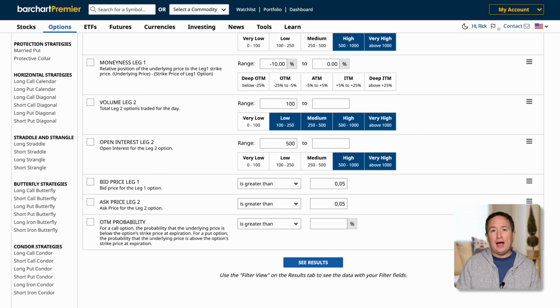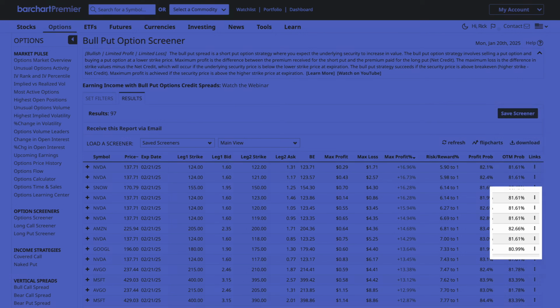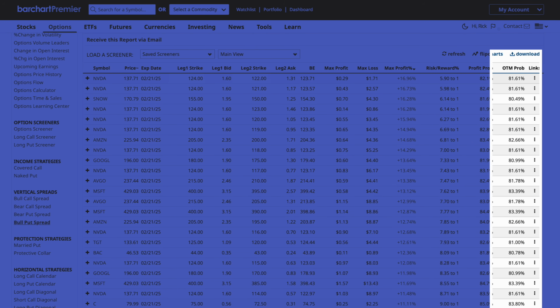For me, I like to trade bull puts with high probabilities of being out of the money. So I'd set this to look for trades with a greater than 80%. After those changes, I'm going to hit See Results. And there we have it, a bunch of bull put trades that have high probabilities of expiring out of the money.